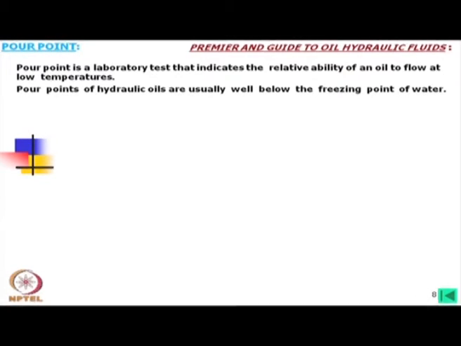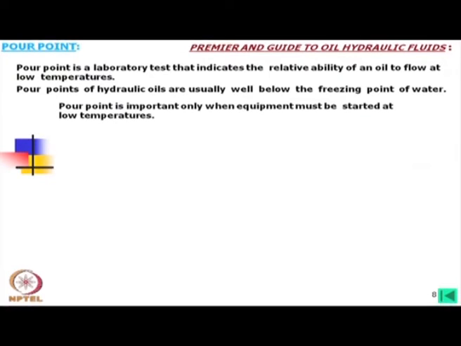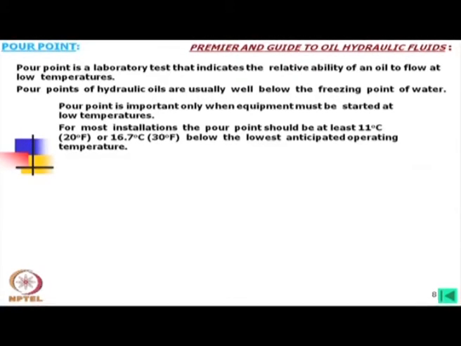Pour points of hydraulic oils are usually well below the freezing point of water. You see, the freezing point of water is 0 degree centigrade, so this might be below that. Pour point is important only when equipment must be started at low temperatures. Usually when a machine starts, even in cold countries, heat is automatically generated, so we need not look much into the pour point of the oil.